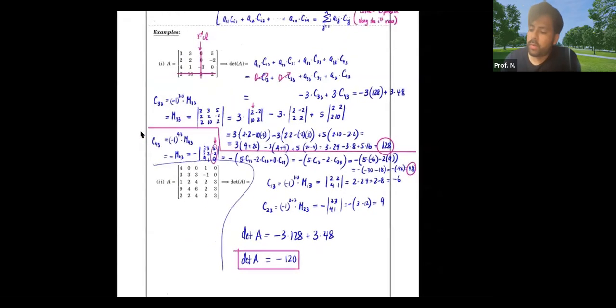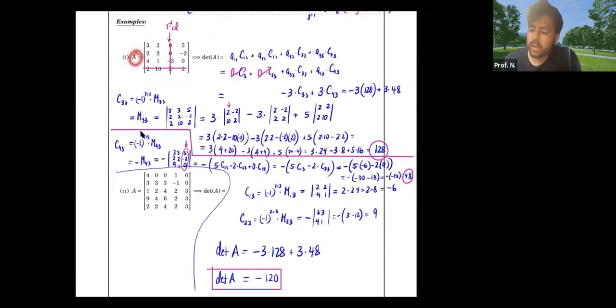First of all, I'm trying to find the determinant of A, right? I decided to use the third column to apply the cofactor expansion of the determinant of A. Why the third column? Because I see two zeros, which means less computation. Two of these computations I don't have to worry about. I only have to worry about C33, the cofactor of the entry A33, and C43, the cofactor of A43.